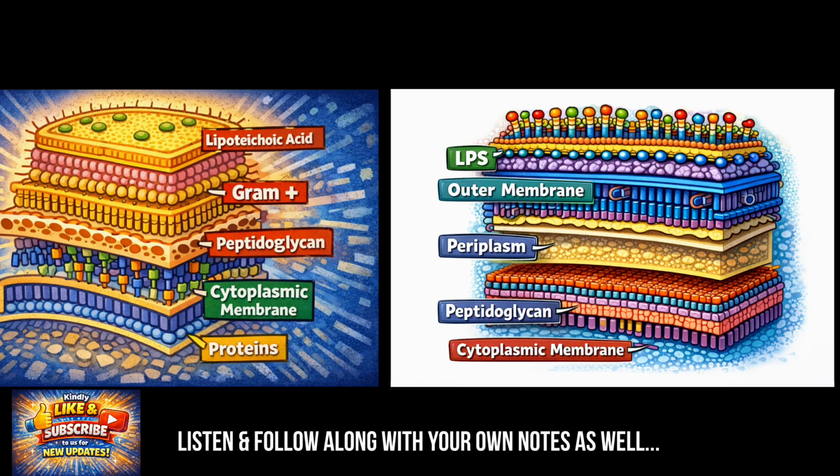Pili, also called fimbriae, are shorter hair-like projections made of protein subunits. Their primary role is adherence to host cells, which is the first step in infection. Without adherence, bacteria are removed by urine flow, ciliary motion, or mucus. Some pili are specialized as sex pili, which mediate conjugation. Conjugation allows plasmid transfer between bacteria. Plasmids commonly carry antibiotic resistance genes, virulence factors, or toxin genes, explaining rapid emergence of resistance without chromosomal mutation.